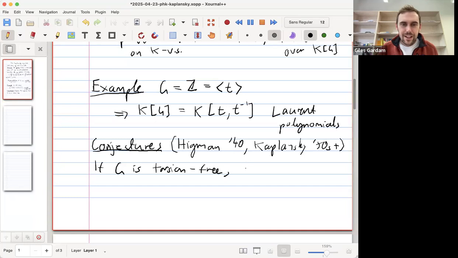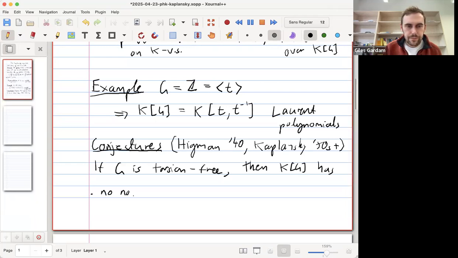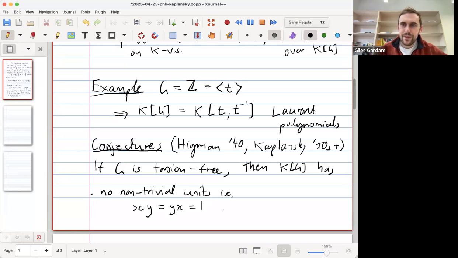So the conjectures say, provided the group's torsion-free, then KG has first no non-trivial units. Right, so a unit is something that's invertible on both the left and the right. So if I have some element X in the group ring, for which there exists a Y, that's its multiplicative inverse, then X is a unit.